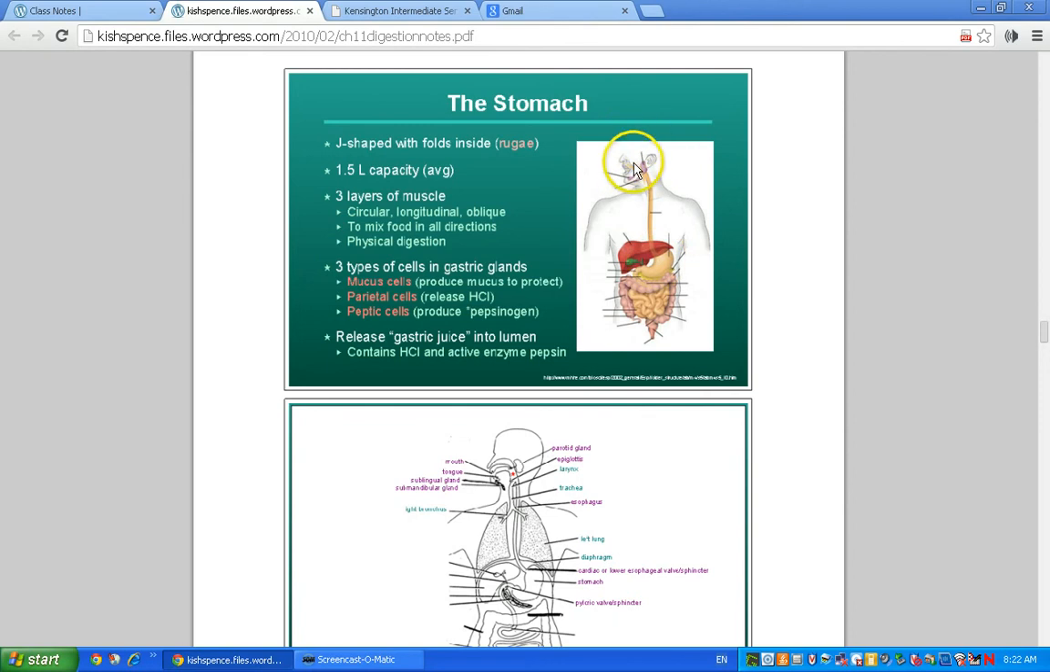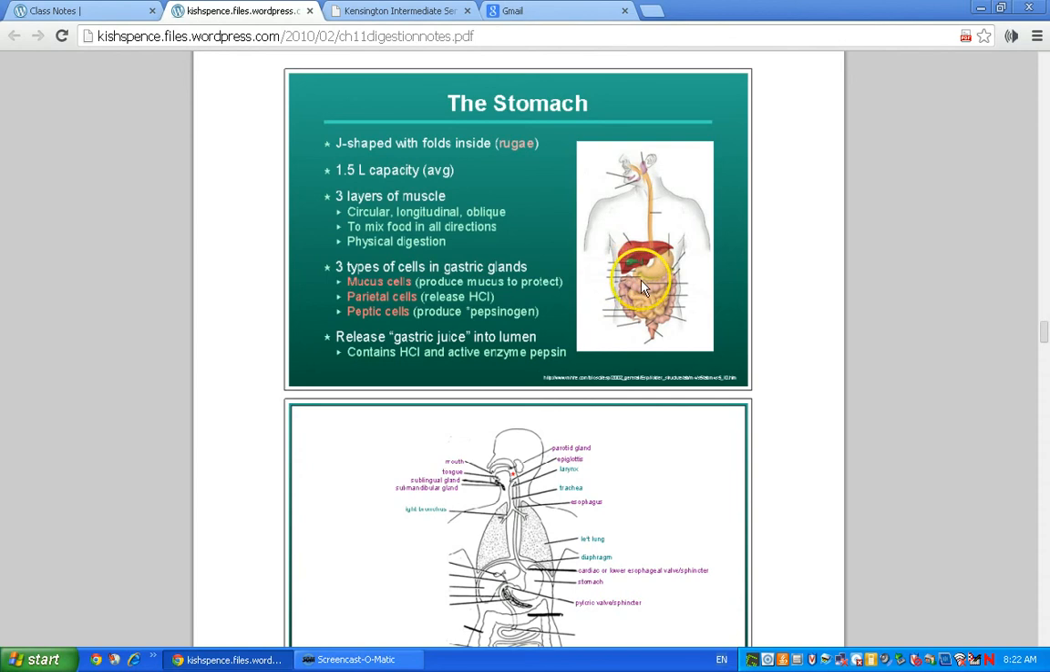Okay, so in the mouth, we had physical digestion by your teeth, because they chew your food and break it down into smaller pieces. Also in your mouth, you had chemical digestion by salivary amylase. In your stomach, you have mechanical or physical digestion by the action of the muscles of the stomach, mashing your food particles and mixing them in all directions. We also have some chemical digestion, so we're going to talk about that too.